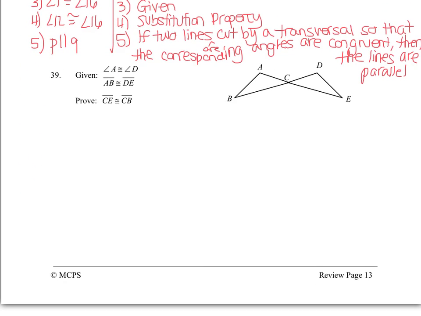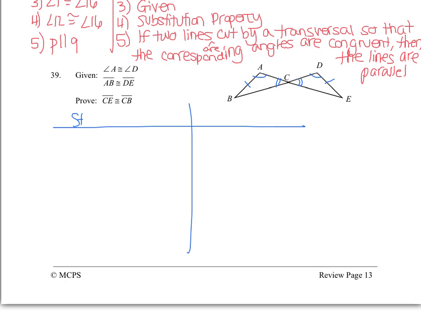For 39, we're given that angle A is congruent to angle D and AB is congruent to DE. We want to prove that CE is congruent to CB. Well, I can also see that this angle right here is congruent to this one because they're vertical angles. And now I have angle, angle, side, which will prove that the two triangles are congruent. So I can use CPCTC to prove that CE is congruent to CB.